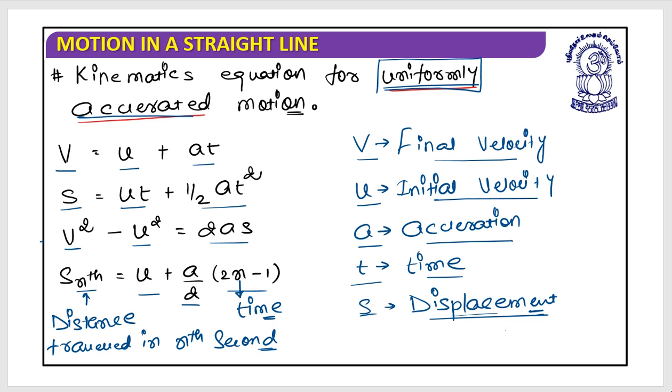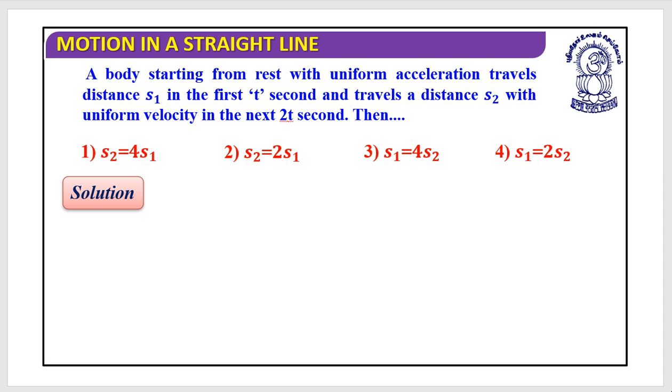Let's begin with question 1 of today's class. Go through this very carefully but quickly. What they have given is a body starting from rest with uniform acceleration, which travels a distance s1 in the first t seconds and then travels a distance s2 with uniform velocity in the next 2t seconds.